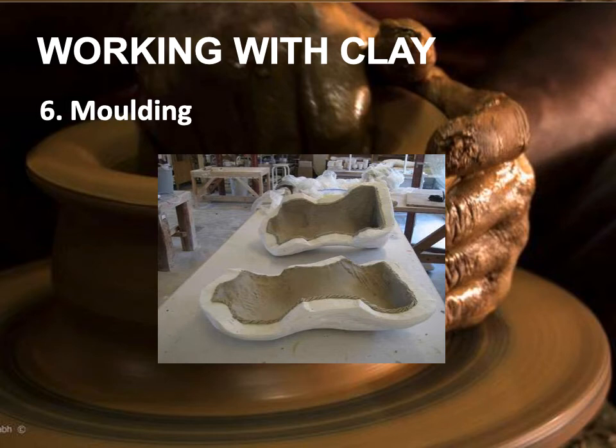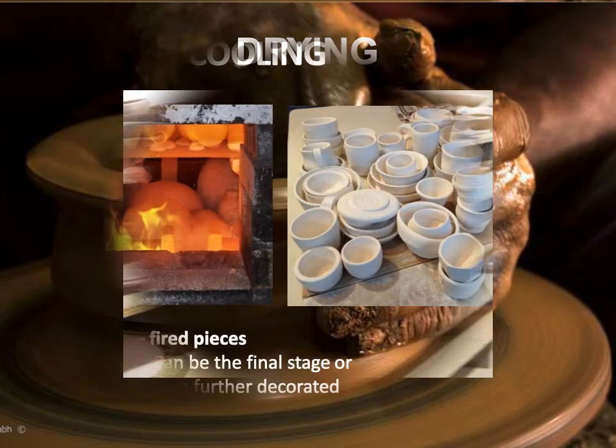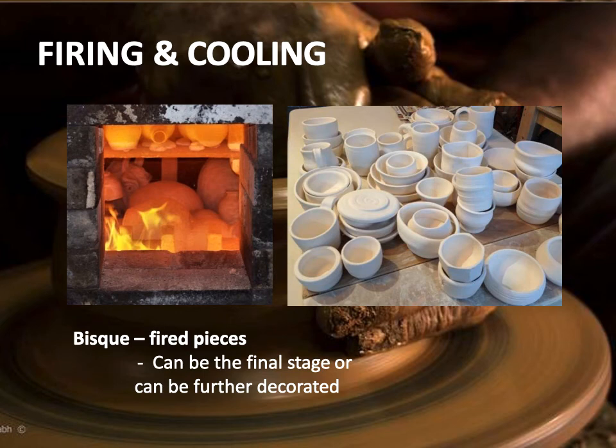Clay objects can also be made by using molds and using the process of molding. After the process of molding, the process of drying is carried out. After the process of drying, the objects are put in a kiln for hardening and then they are cooled and decorated.